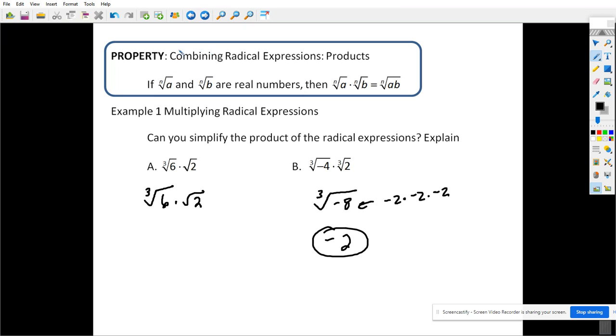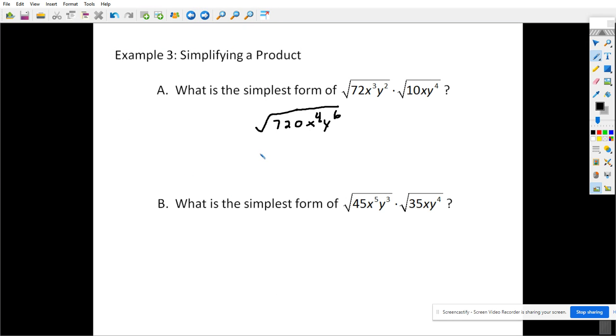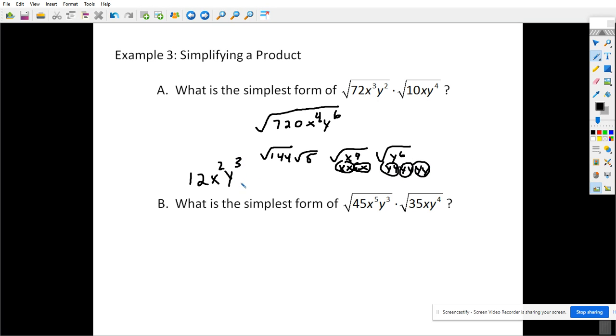So this simplifies to the square root of 144, square root of 5, and then x to the 4th, and I'm just going to break these up, y to the 6th. Okay, well, this would be 12. X to the 4th means x, x, x, x. How many groups of 2 can I make? 1, 2. So I take out an x squared. Y to the 6th is y, y, y, y, y, y. 1, 2, 3. So I'd have a y to the 3rd, and what am I left with underneath the square root? 5. So this would simplify to 12x squared y cubed square root of 5.